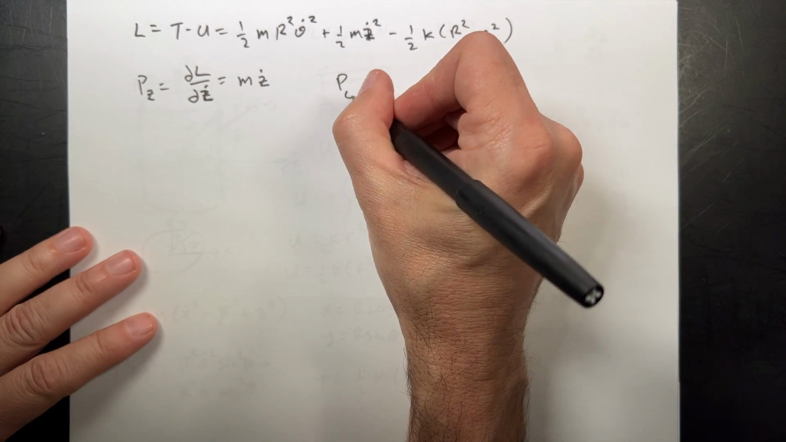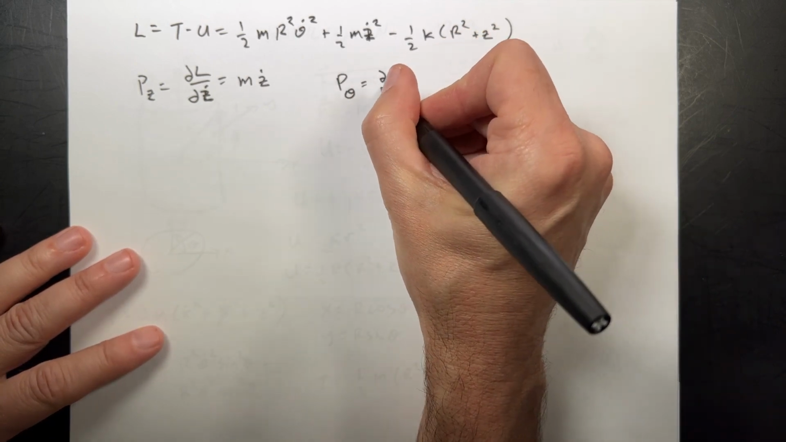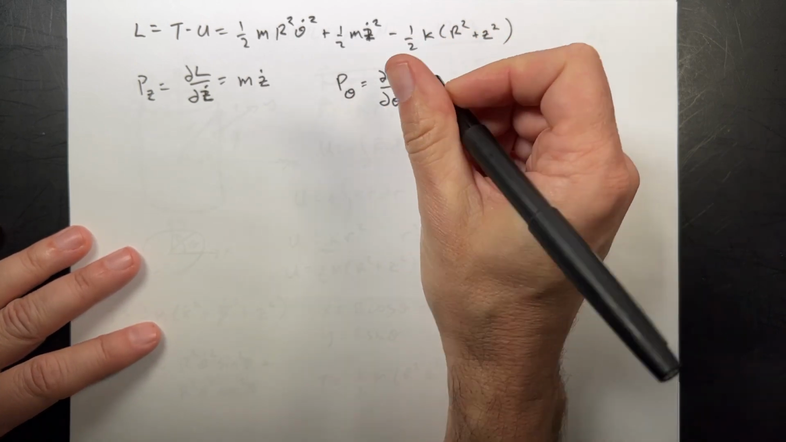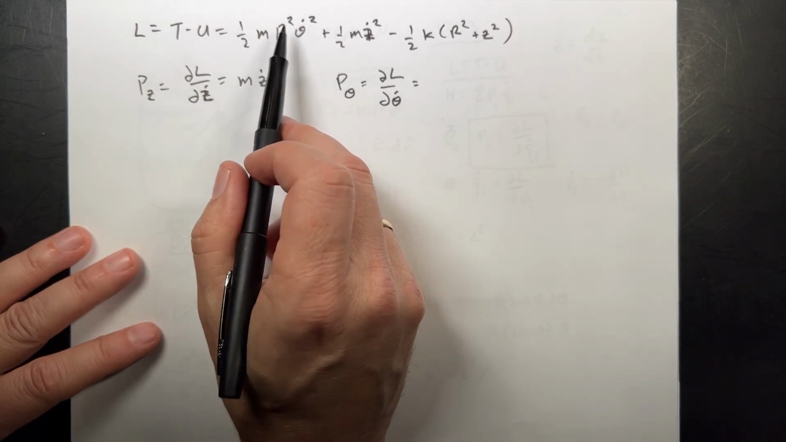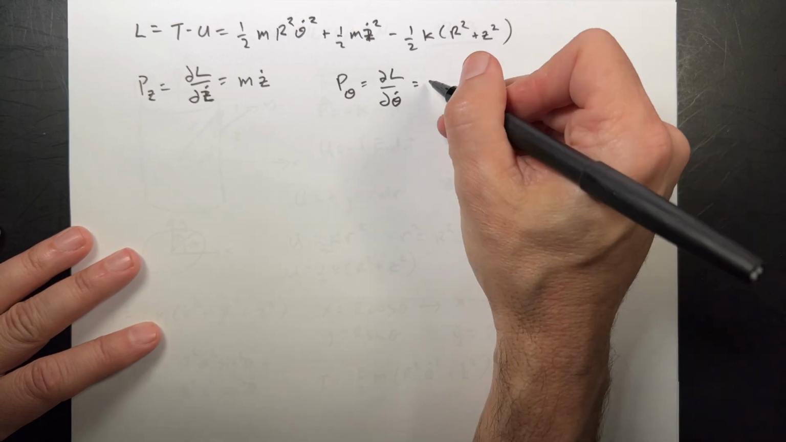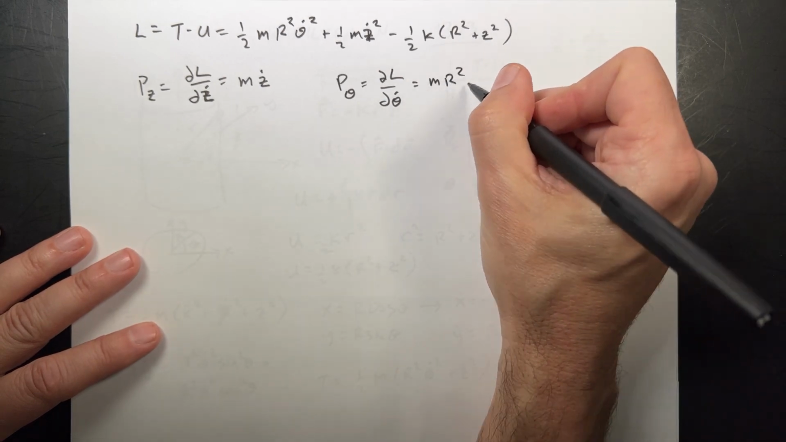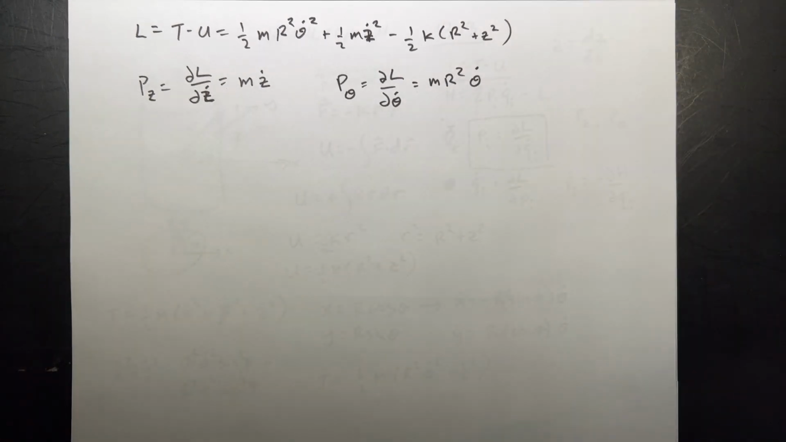p theta is going to be the partial of L with respect to theta dot. So over here, there's only one theta dot. It's right there. I use the power rule. The 2 comes down, 2 over 2. I get m r squared theta dot. So that one, that is the angular momentum, right? But if you didn't see that, that's fine.